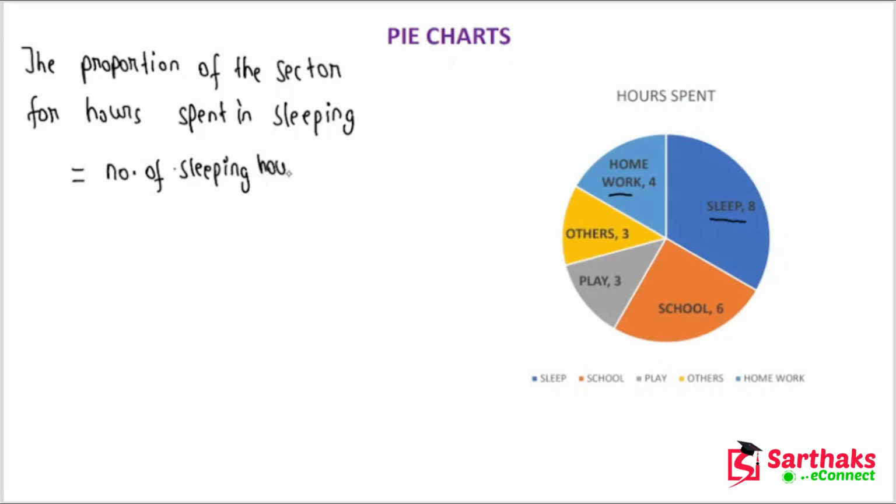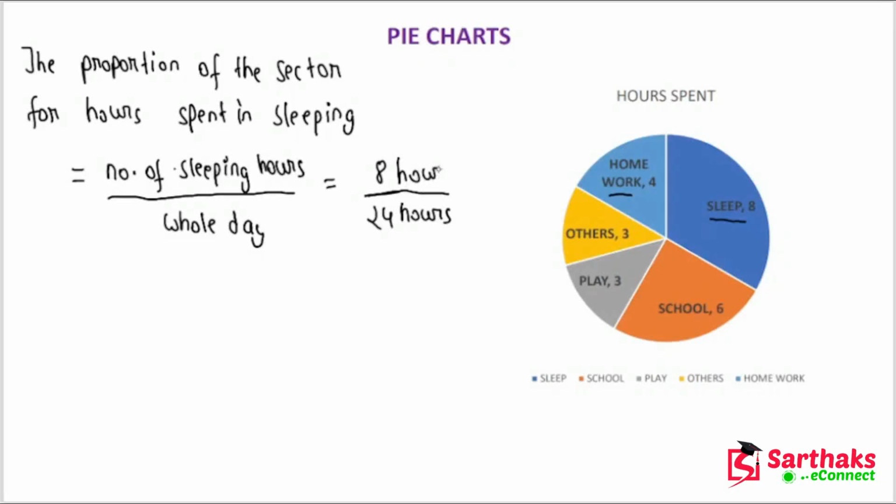right? So we have the number of sleeping hours as 8 upon the total number of hours, that is the whole day. You can write here whole day or total number of hours. The total number of hours is the sum of all these hours, which is 24. Obviously we have 24 hours in a day, so that is 8 hours upon 24 hours. You can easily find out that the fraction is 1 upon 3, and if you multiply it by 100 you will get 33.33%. So this sector is what?